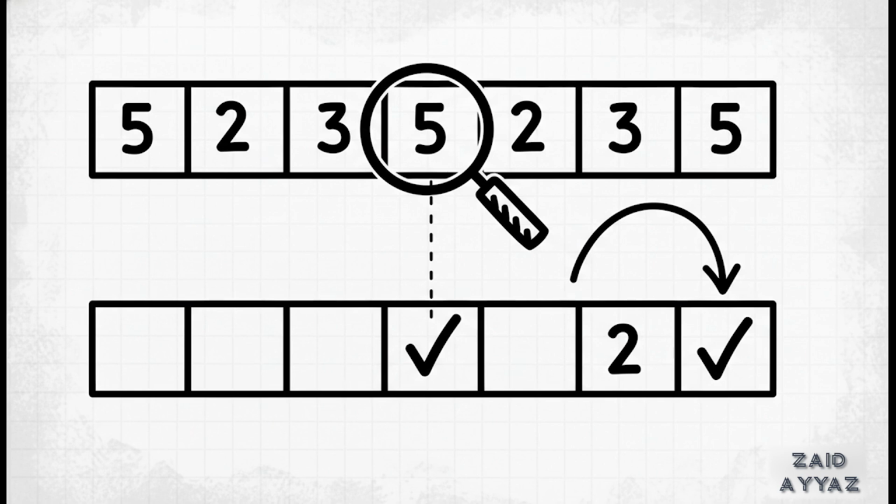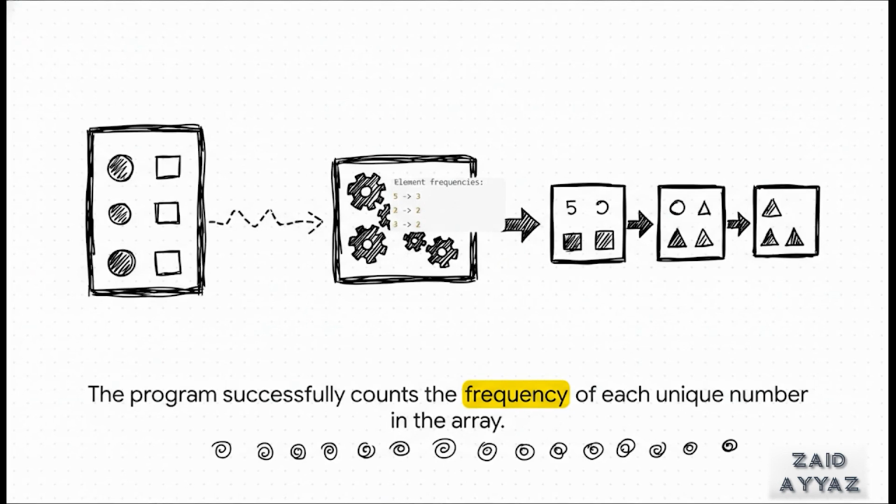It'll see that visited 3 is already true, which tells it, hey, we've already dealt with this 5, so it just skips it entirely. This simple trick saves a ton of pointless work. The program just keeps doing this for the 2s and the 3s, and once it's all done, we get this nice, clean output. It correctly tallied up how many times each unique number appeared, and it's all thanks to that simple little tracking array. Pretty smart, right?